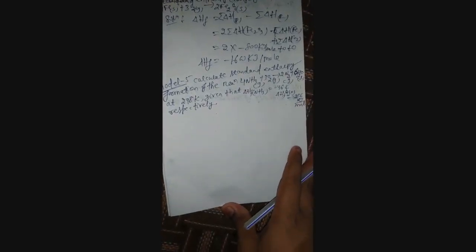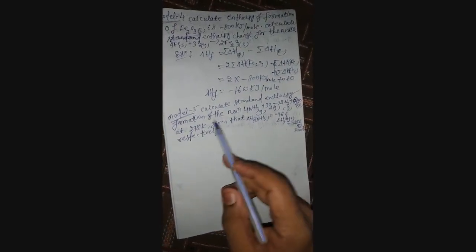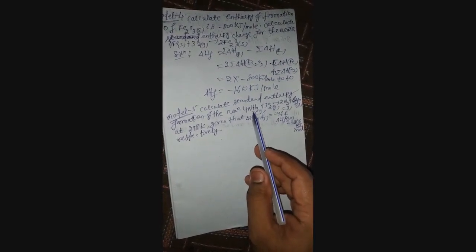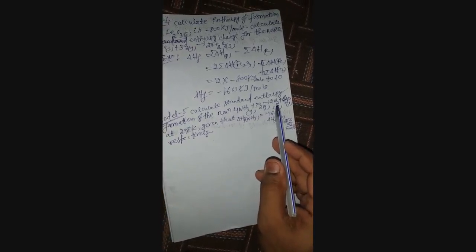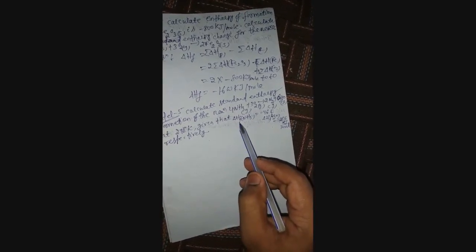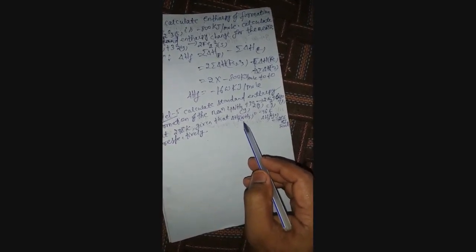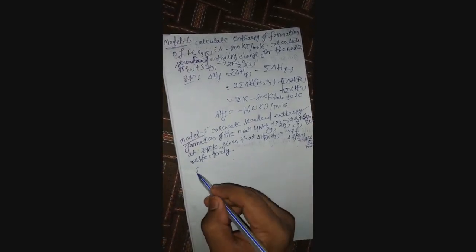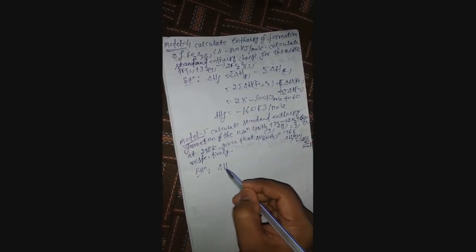In question 5, the question is: calculate the standard enthalpy of formation of the reaction 4NH3 plus 3O2 gives rise to 2N2 plus 6H2O liquid at 298 Kelvin. Given that del HF of NH3 equals minus 46 kilojoule per mole, and del HF of H2O equals minus 286 kilojoule per mole respectively. Now we write the formula for del HF: in this reaction, del H product minus summation of del H reactant.